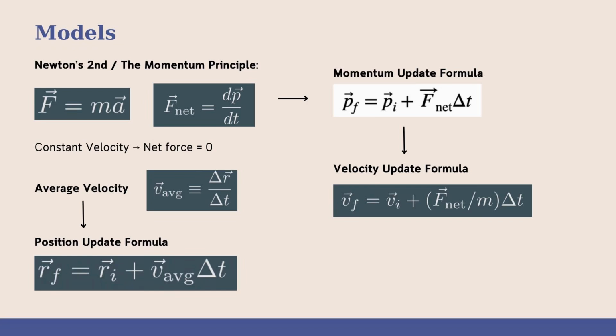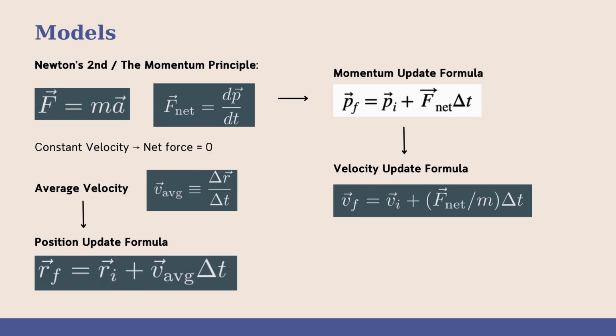For the formulas, once again we have Newton's second law, force equals mass times acceleration, or change in momentum over change in time. From the momentum principle, we can derive the momentum update formula, from which we can derive the velocity update formula that we're going to be using, in which the final velocity is equal to the initial velocity plus net force over mass times change in time. This formula helps us to make sure that our velocity remains constant with a net force of zero.